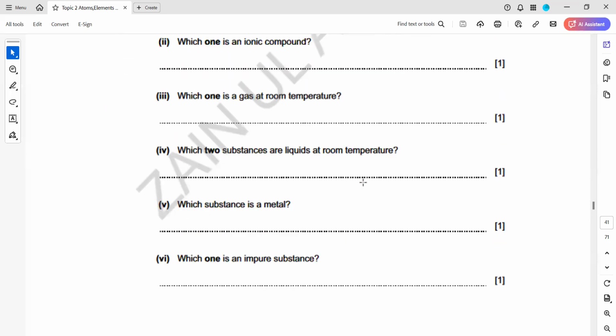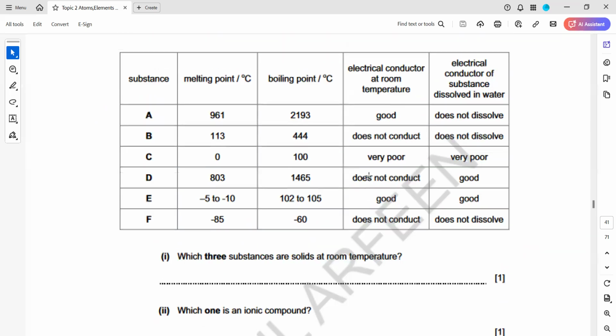Which one is an impure substance? What is the characteristic of an impure substance? When a substance is impure, it has a range. E is the right answer because it has a range of melting and boiling points. It does not melt or boil at a fixed temperature. It will melt or boil over a range of temperature. So when a substance is impure, it does not have a sharp melting or boiling point.